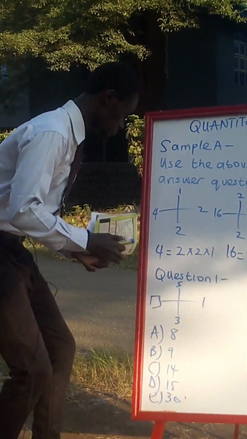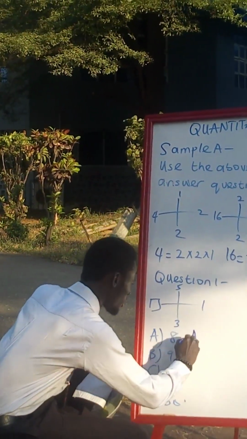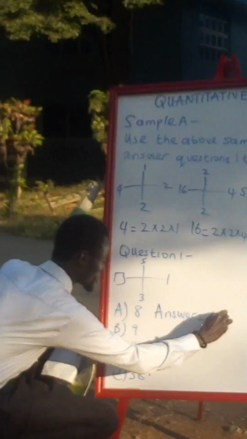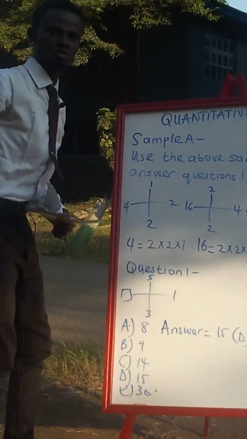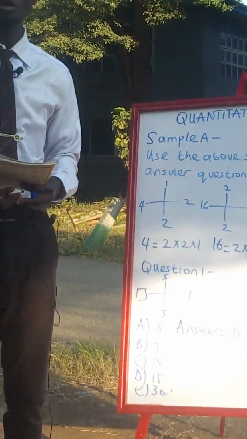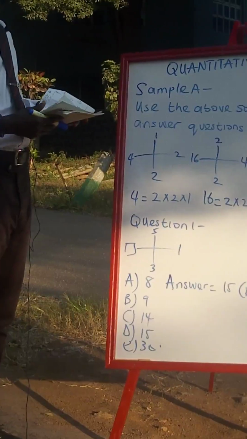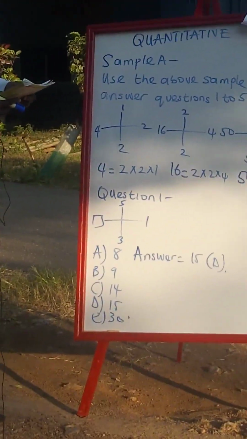15. So the answer here is 15. Option D. Do you understand me? Should I continue? Okay.